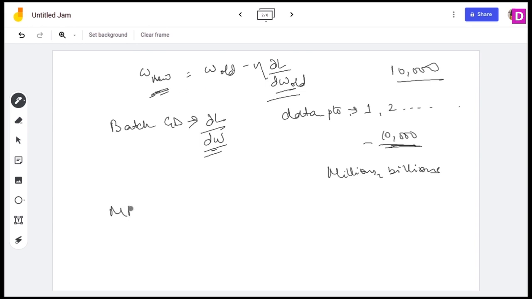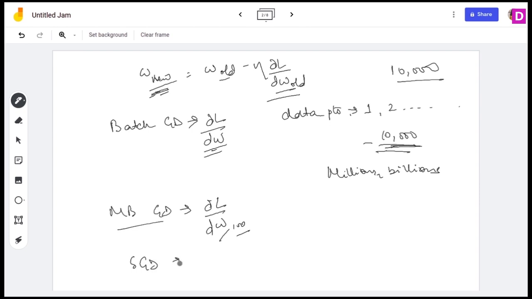Hence we have mini batch gradient descent. As the name suggests, it will not use the entire dataset. So the differentiation here will be of, let's say, 100 data points. It will randomly select 100 data points, calculate the differentiation of weights for these 100 data points, and update the weights. This again has some problems, which we'll talk about later.